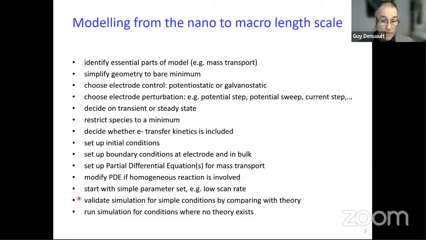And when you've got that sorted and validated, now you can start changing the parameters to include the conditions that you really want to study. So essentially, this is a step-by-step approach that is rather reliable, and it will help you proceed through your simulation.